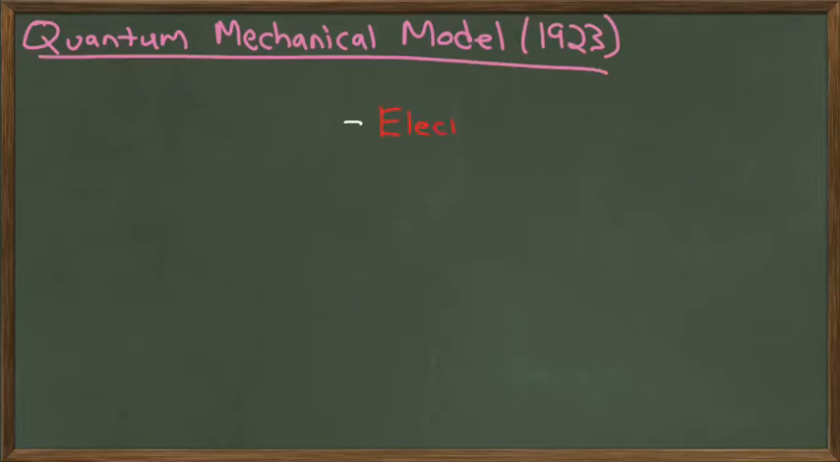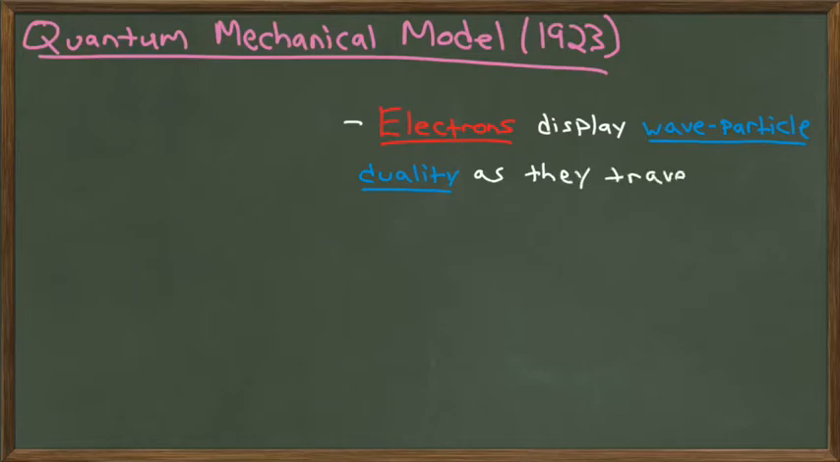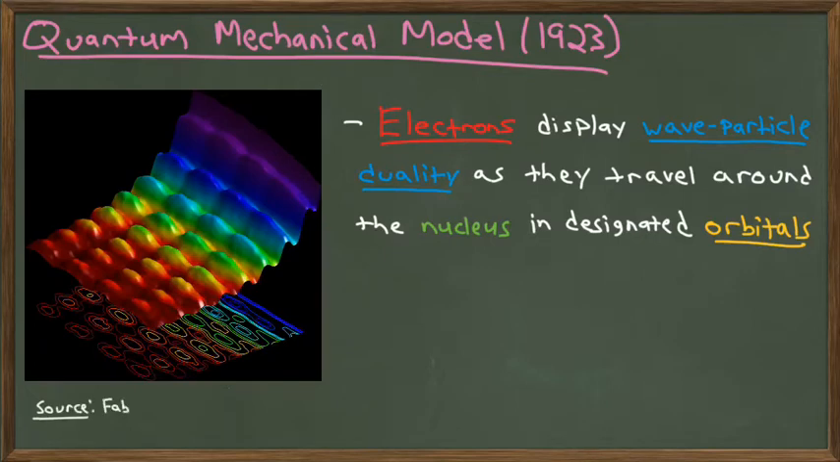Okay, now, this is the ultimate picture, and the most current model. That's the quantum mechanical model. So, at this point, 10 years after the Bohr model, we saw that electrons display waves, wave-particle duality, as they travel around the nucleus in designated orbitals. What you're seeing here is, for the first time in 2015, Fabrizio Carbone finally was able to photograph electrons as particles, which you see here, and also as waves at the same time.